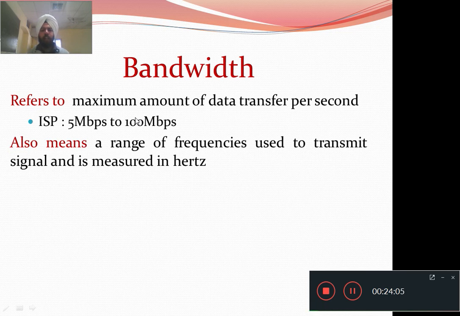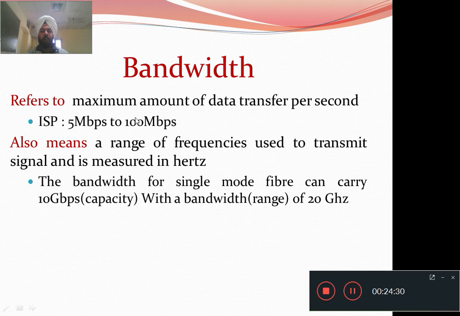Bandwidth also has a meaning in physics, apart from computer networks. The definition is the range of frequencies used to transmit a signal, measured in hertz. The bandwidth for single mode fiber can carry 10 Gbps, gigabits per second, with a bandwidth range of 20 gigahertz. That is the maximum capacity it can transfer data per second.